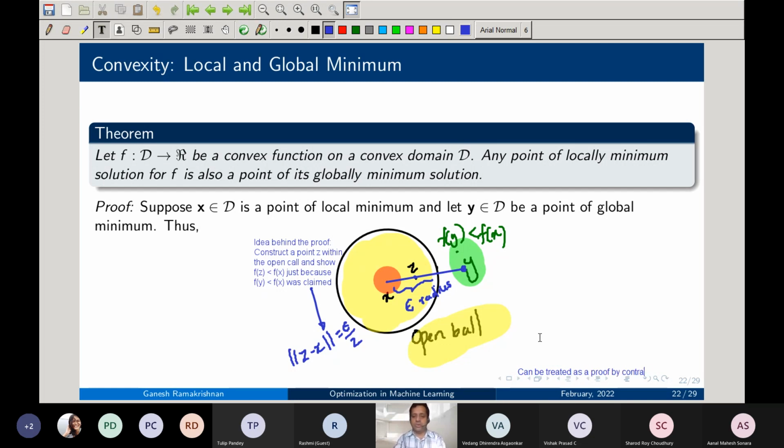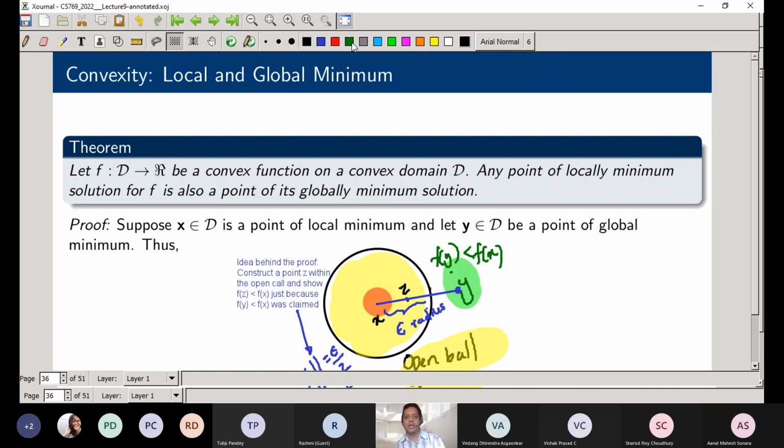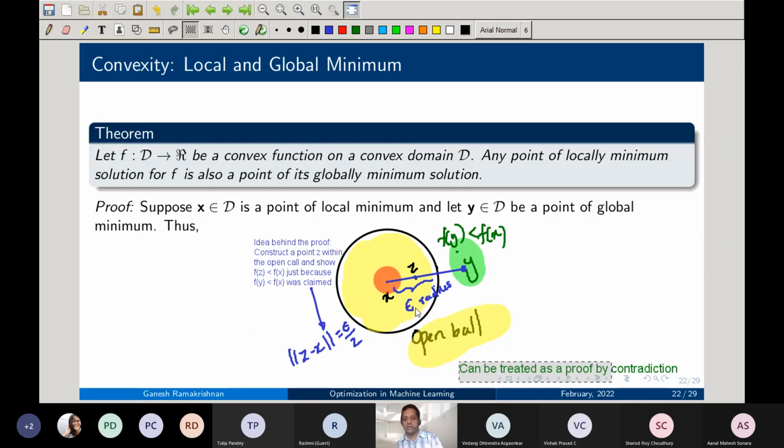So I would like you to help complete this. How would you complete this? I'm saying we'll bring in convexity. The rest of the proof requires convexity. How do I show this by convexity? Yes.